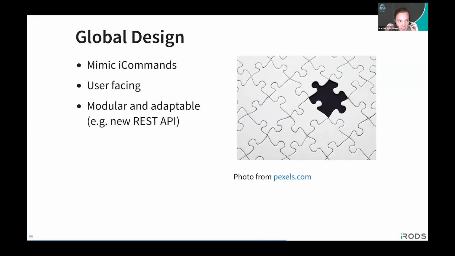So now let me take you a little bit through the global design. As you have already seen a bit, we try to mimic the iCommands where we could, but we also introduced some specific R functions that I want to show in a short demonstration in a couple of minutes. And we also try to only expose the user-facing functions. What we also tried in the design of the package is to be modular and adaptable. So if we get a new REST API or an HTTP API, we can more easily plug that in within the package without a lot of reconfiguring and refactoring.